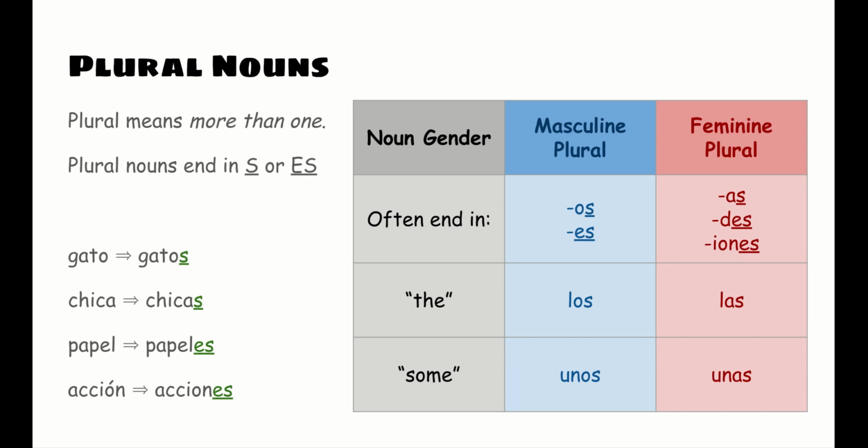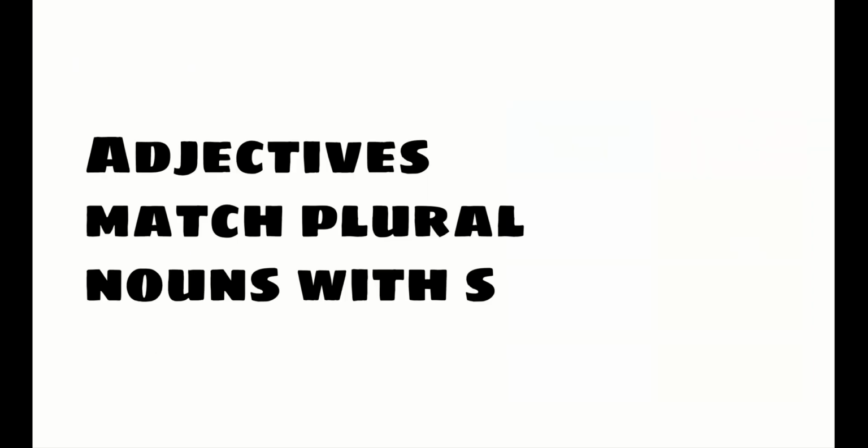Adjectives in Spanish also need to match a noun when it's plural. So if a noun is plural, which means it ends in S, it needs to have an adjective that is also plural, which means the adjective is going to end in S. Okay? Feminine or masculine plural nouns always end in S, and instead of saying el or la, they use los and las for the word the, and they use unos and unas for the word some. So adjectives that are plural go with nouns that are plural.